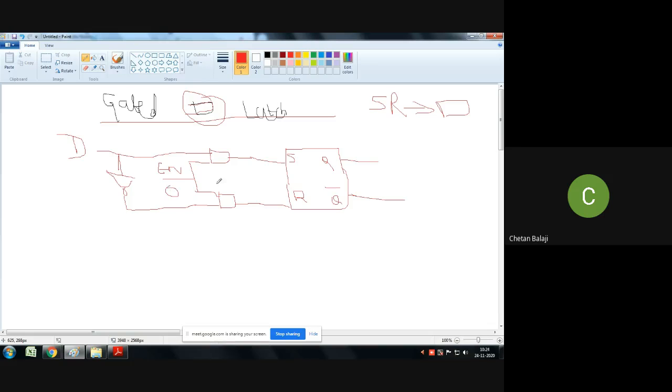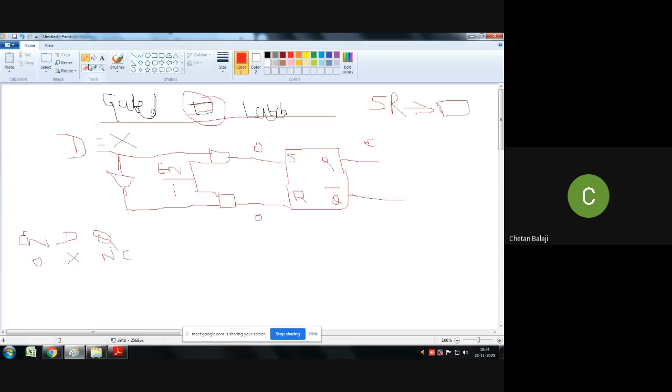If enable equals 0, whatever you give D equals X, whatever value you give to D, the output of the AND gate will become 0. Therefore, S equals 0, R equals 0, Q will have no change. Okay, truth table, we write D, we write Q, we write enable. If enable equals 0, whatever you give across your D, output will have no change because AND gate output will become 0. Okay, now let me say that I give my enable pin as 1.